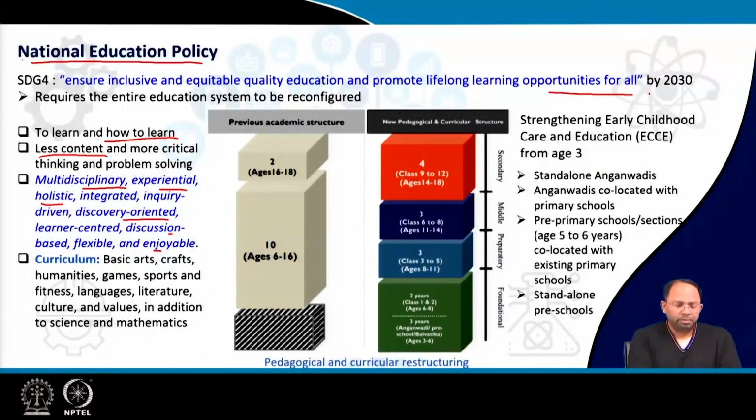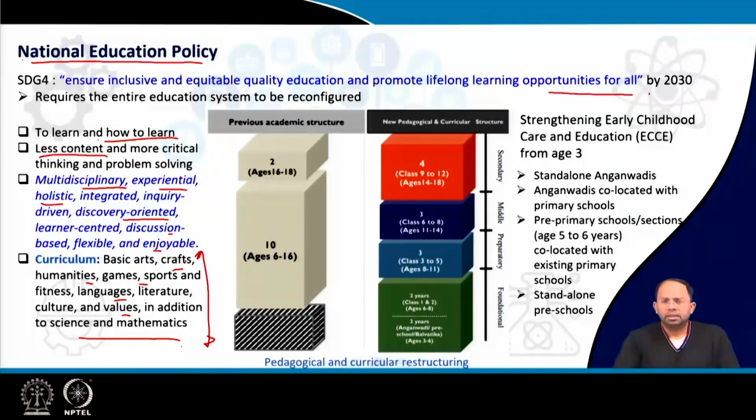The curriculum covers basic arts, crafts, humanities, games, sports and fitness, languages, literature, culture, values, in addition to science and mathematics. So that means it's an overall education. The education system should focus on the overall growth of an individual, and at the same time it should be multidisciplinary. It should be driven so that people learn how to think critically, or they can innovate. And overall, the system should be enjoyable.